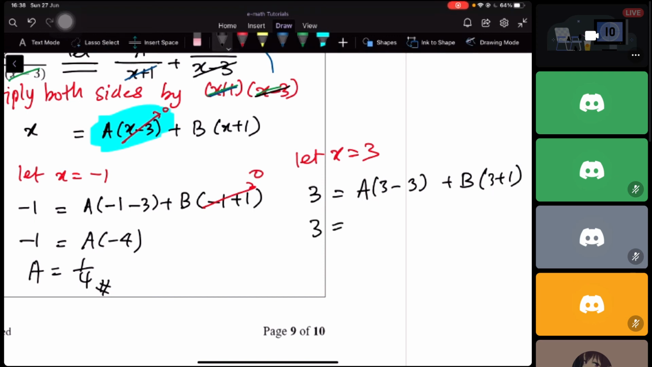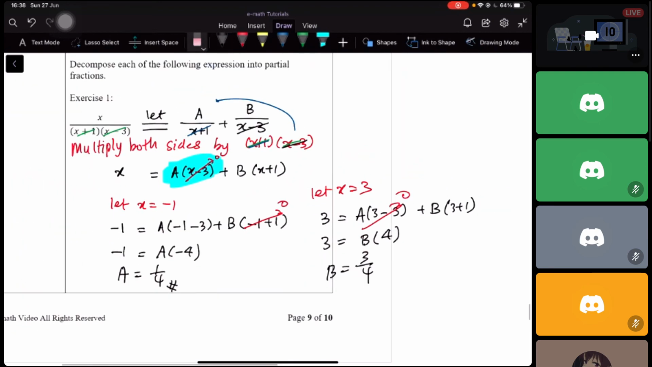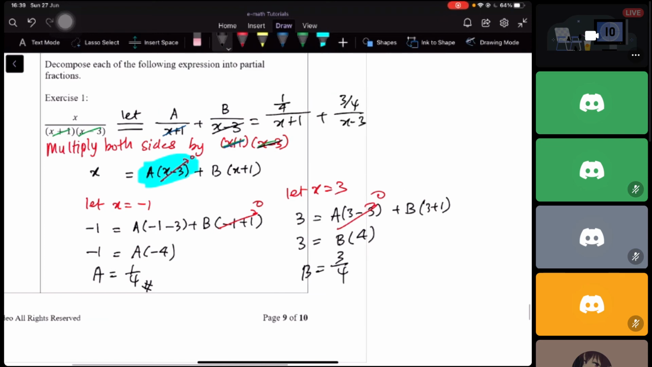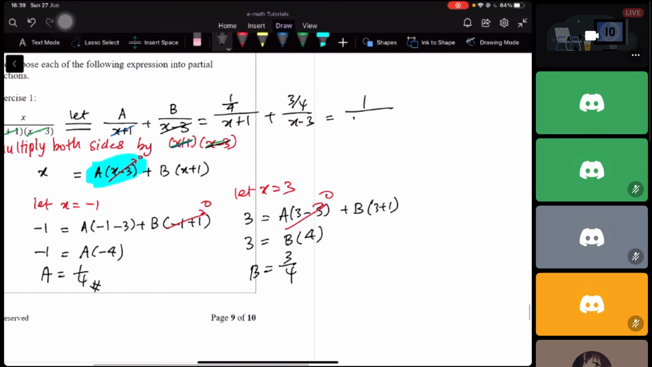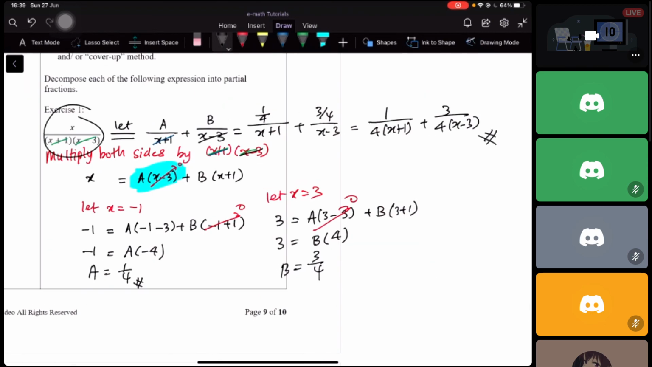So 3 equals this. The whole thing here becomes 0. B times 4. So B equals 3 over 4. And with that, you are done, because you can just put in your A and B: 1 over 4, x plus 1, plus 3 over 4, x minus 3. And you should write it nicely like this. And you are done. This is the partial fraction to this expression here.